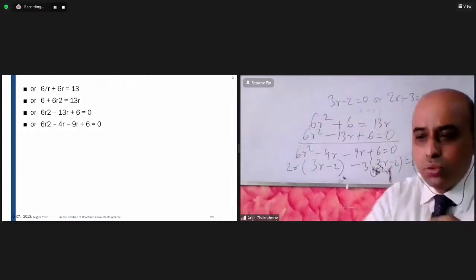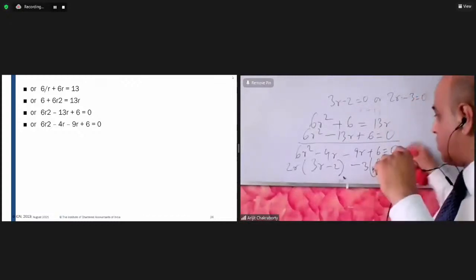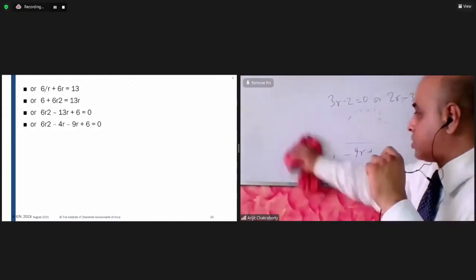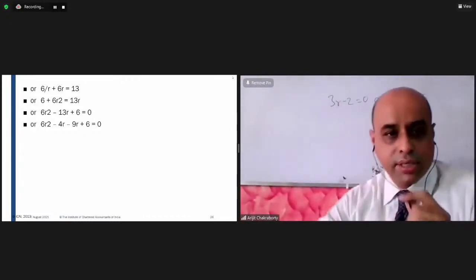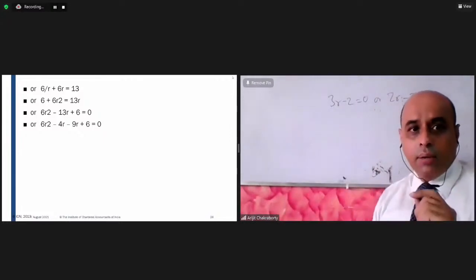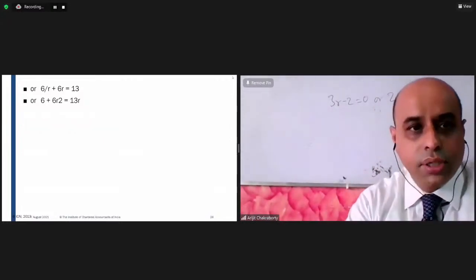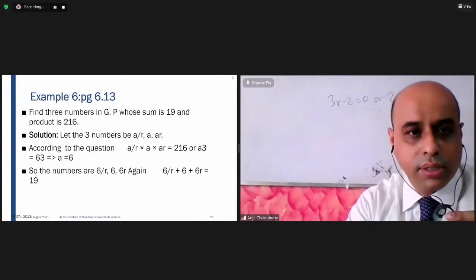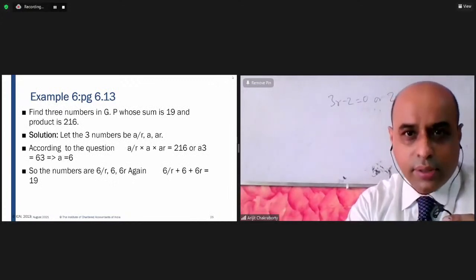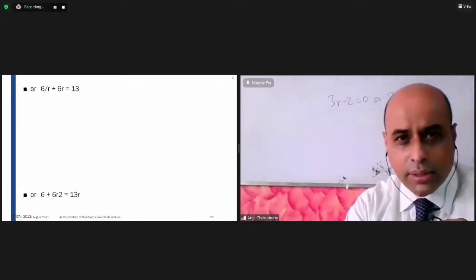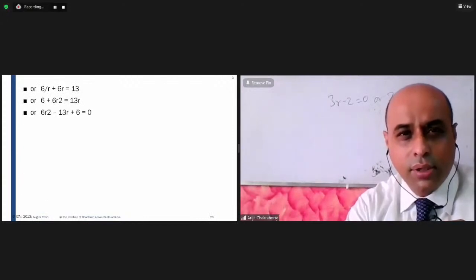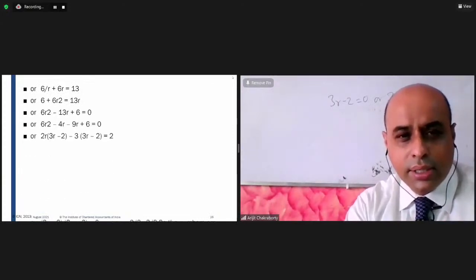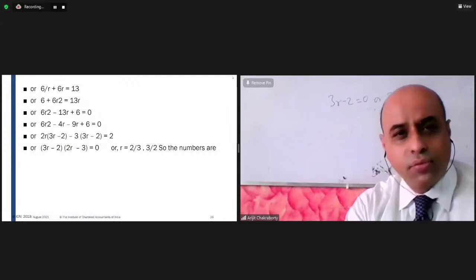So these are the two roots of the quadratic equation which we are getting for this particular question. Now comes the issue. If you see once again, what is the question? What does it ask? We have to find the numbers. So we need to find R. We know that A is equal to 6. Perfect. So we have to find R.